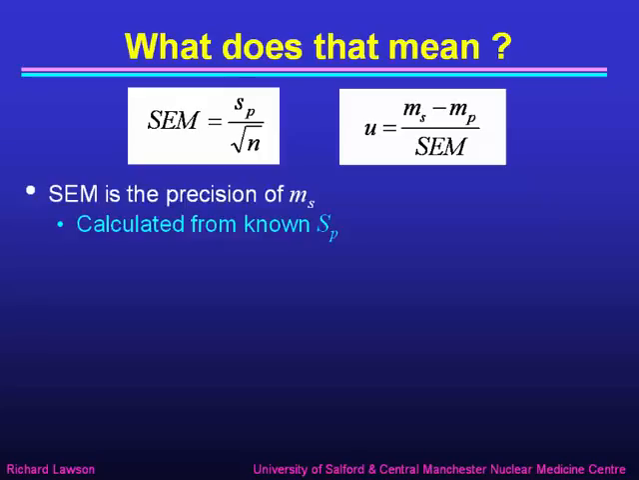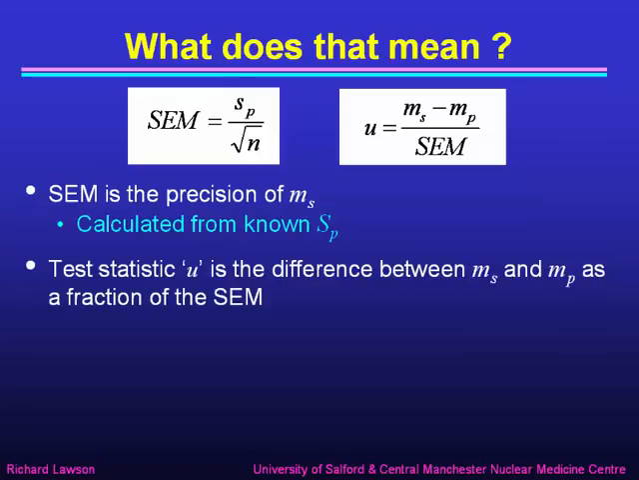The standard error of the mean, SEM, is the precision of the measurement, MS, how accurately we have determined the mean. Remember, we talked about standard error of the mean when we were talking about sampling in a previous lecture, and we know that we can calculate it by taking the population standard deviation SP and dividing by the square root of the number of measurements. The more measurements we get, the smaller the standard error of the mean becomes, because we get a greater and greater precision.